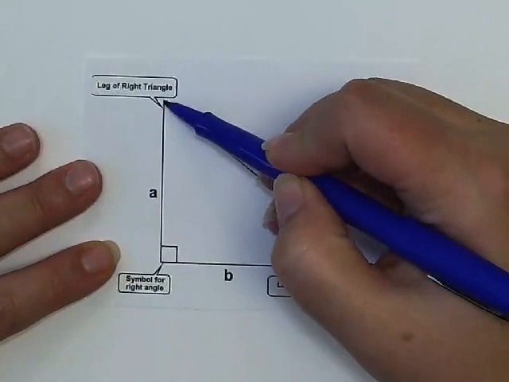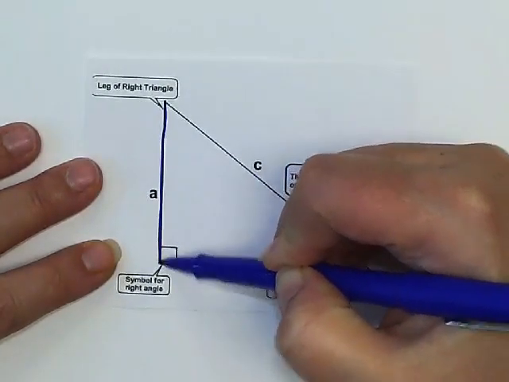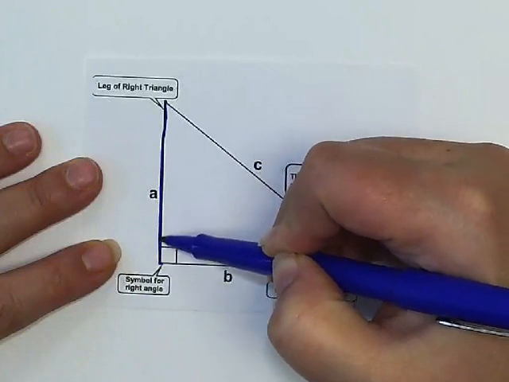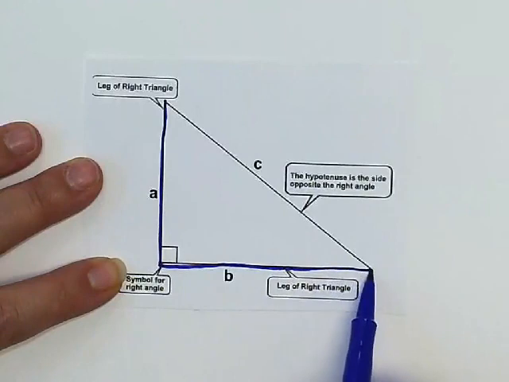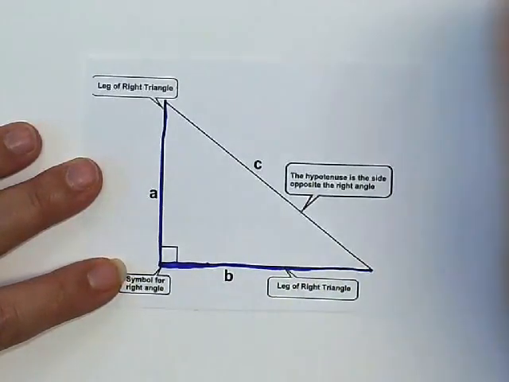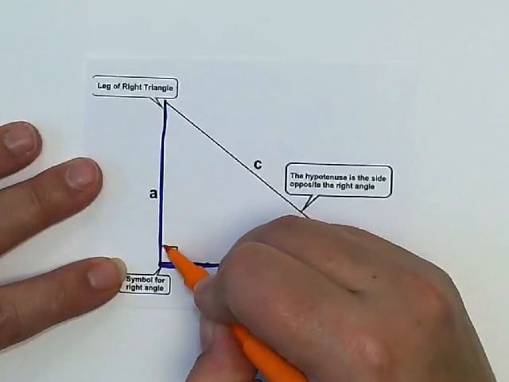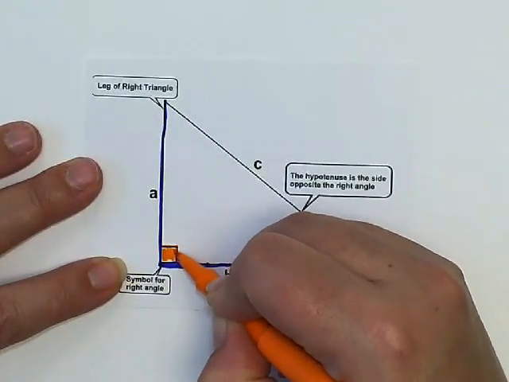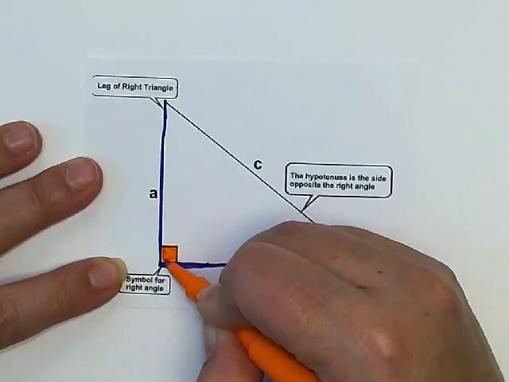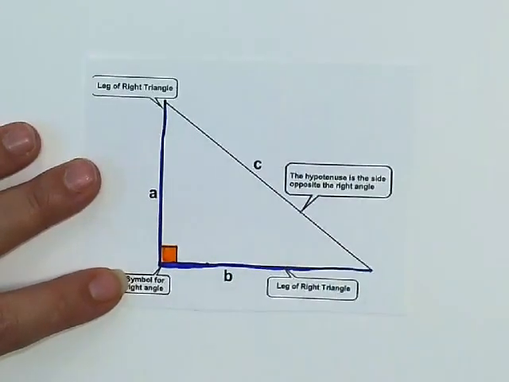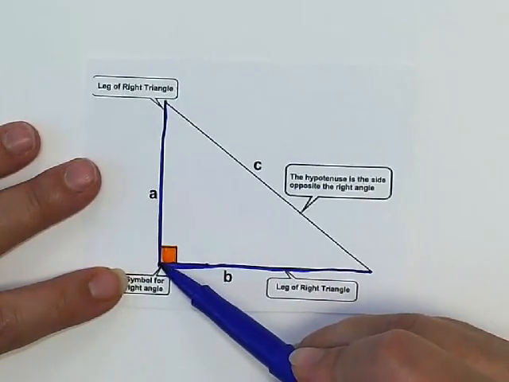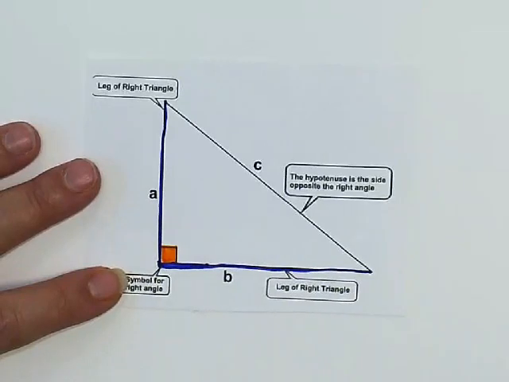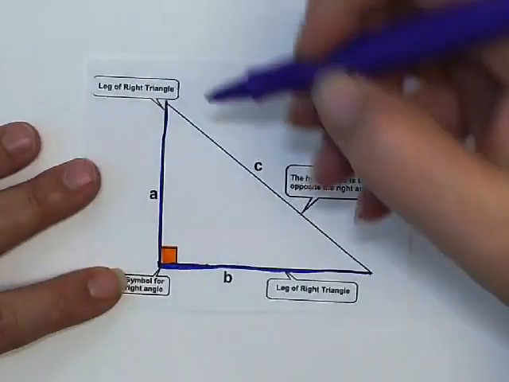So first off, right here where it says A, this is going to be a leg of our triangle, and B is also considered a leg of a triangle. Now, how do I know that that's a leg of my triangle? Well, if you look right here, we have what's called a right angle or a 90-degree angle. The legs of a right triangle are always connected to the right angle. Okay? Now the next word that I said was hypotenuse.